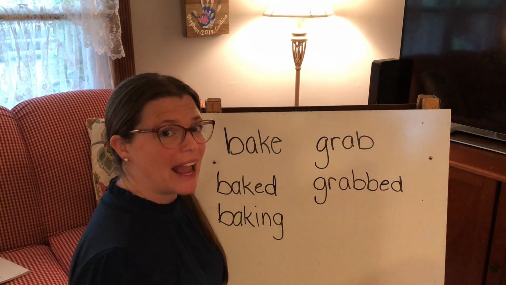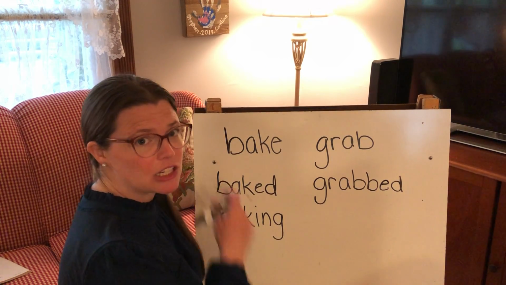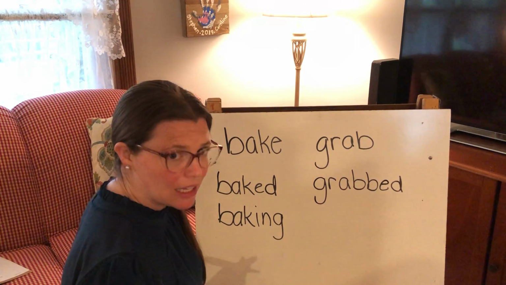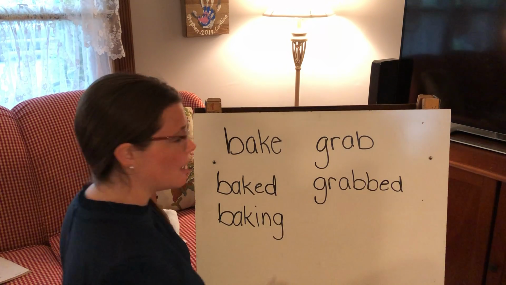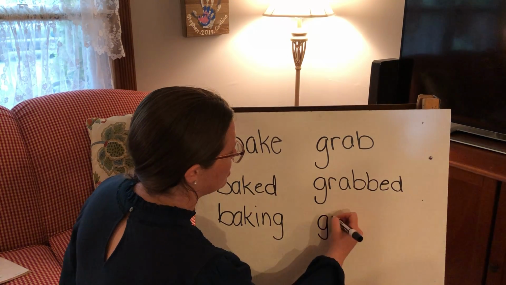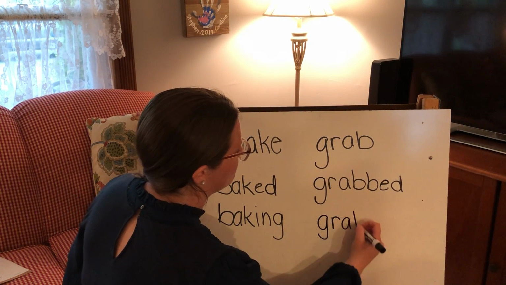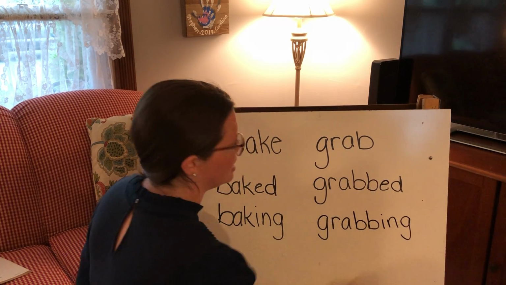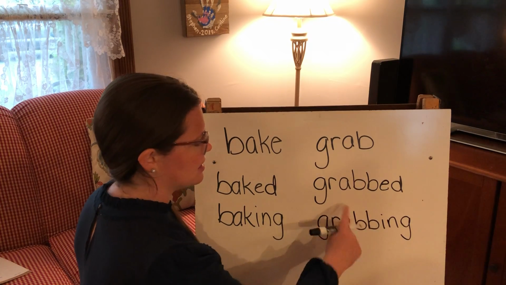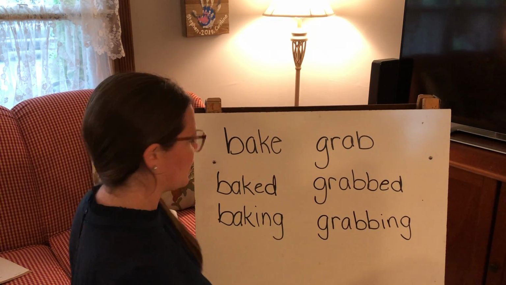Same thing when I want to add an ing. If I wanted to turn this into grabbing, I need to add another B again. So it'll be G-R-A-B-B-I-N-G, so that I doesn't make the A say its name.